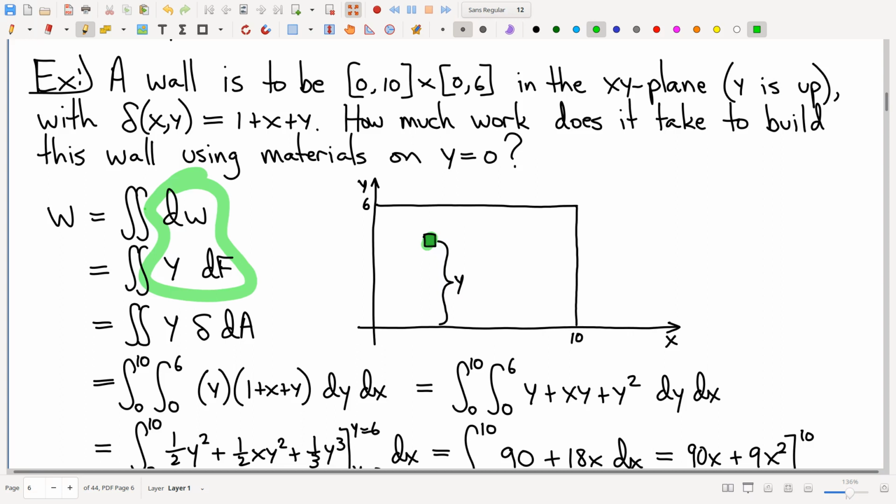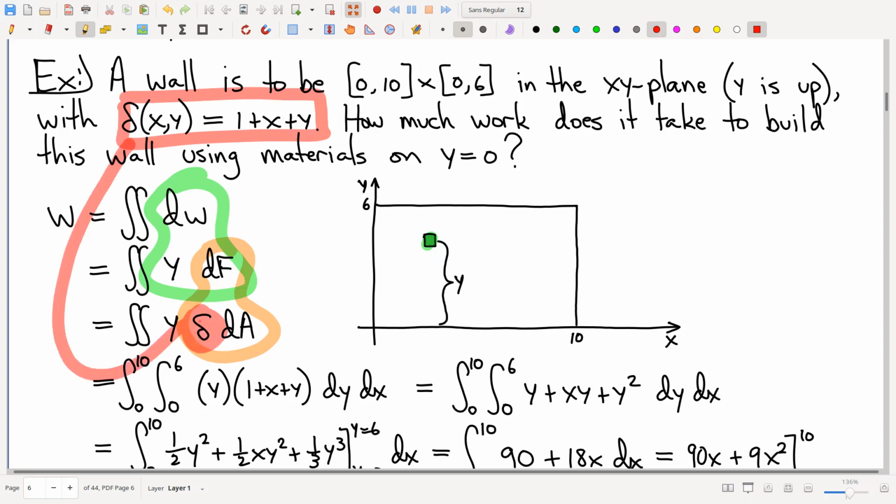By the way, that differential amount of weight, how much does it weigh? Well, I was given a density. I was given specifically that mass per unit area is that function, and mass per unit area times area. I'm sorry, I committed a physics crime there. Weight per unit area, weight's not the same as mass, sorry about that. Weight per unit area, force per unit area, times area is what gives you force.